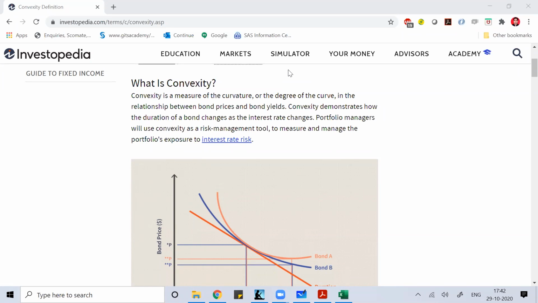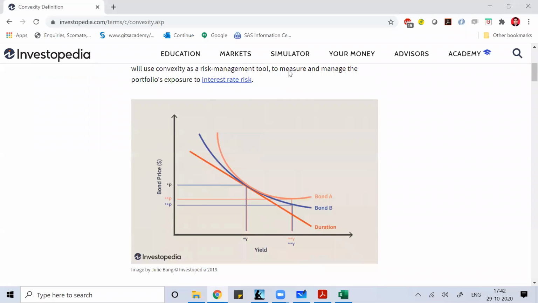The first order differentiation of the change in the price of the bond with respect to the change in interest rate was the duration. If you find the second order differentiation of the change in the price of the bond with respect to the YTM, or the first order derivative of the change of duration with respect to YTM, what we get is convexity. Portfolio managers use convexity as a risk management tool to measure and manage the portfolio exposure to the interest rate risk.